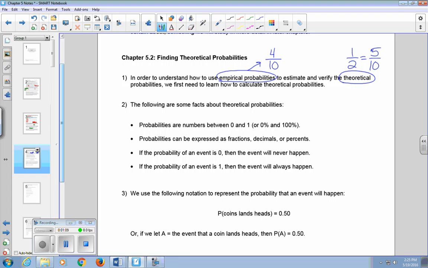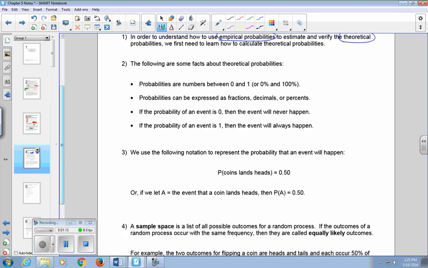It's certain. Right, so number 3, we're going to use the following notation to represent the probability that an event will happen. So if we go back to our example from the previous section, we're going to use P for probability and talk about the event of a coin landing heads. So we say that's the probability the coin lands heads is 0.50. And we can express that as a proportion, as a fraction, or as a percentage. If we let A equal the event that the coin lands heads, then we can use this notation a little bit shorter. Probability of event A is 0.50.